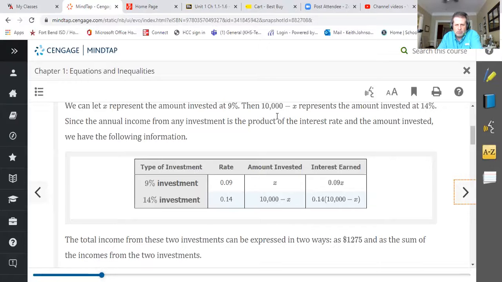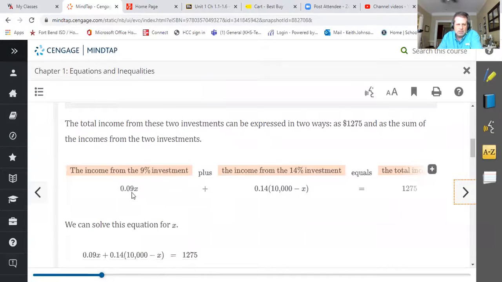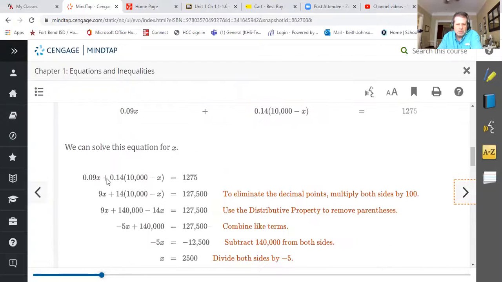Because the total investment is 10,000, say I had 1,000 at 9%, that would give me 9,000 at 14%, but I don't know what the first amount is. So I would take the 10,000 minus whatever the first amount is. So the interest is going to come from 14%, 0.14 times 10,000 minus x. And that's where this equation comes from. Here's the 9% at x, 14% of 10,000 minus x is equal to $1,275.